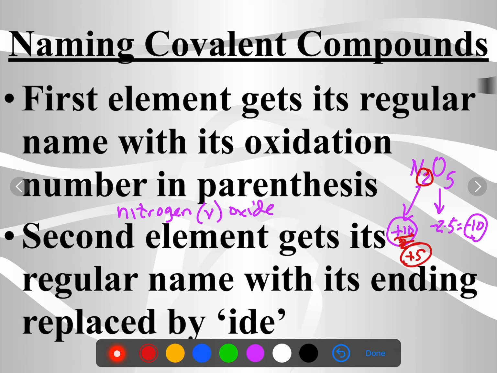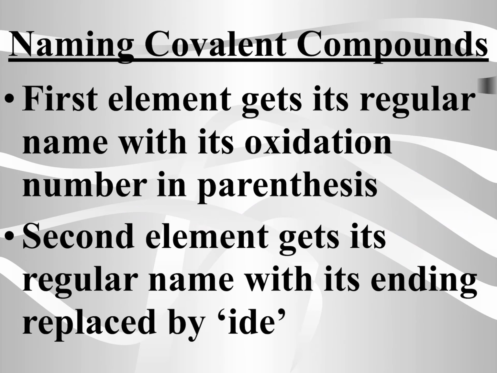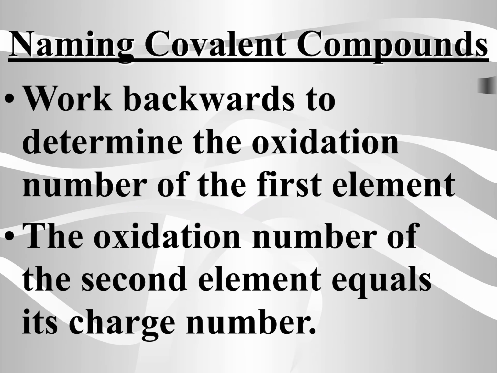They don't want the total charge. Positive 10 is the total charge. When you put it in the name, they want the oxidation state on each individual nitrogen, which is positive 5. So we call this nitrogen 5 oxide. And that's all there is to it. Done.